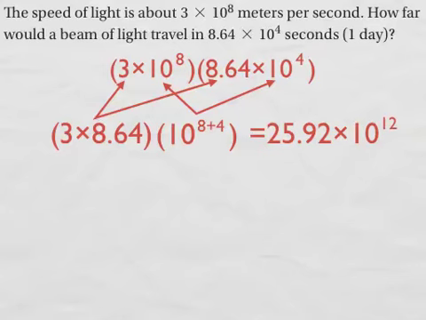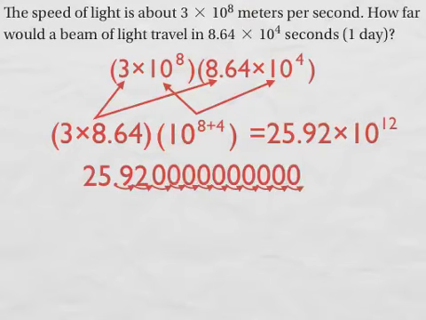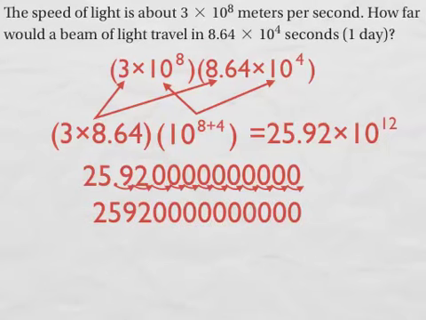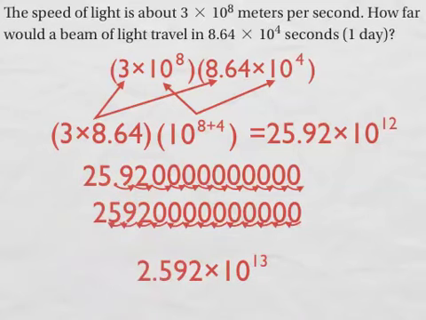Again, this is not in scientific notation. I'm going to take 25.92 and move the decimal to the right 12 times and fill in my zeros. This will give me the number written in standard form. So my decimal right now is at the end. I need the decimal between the 2 and the 5. So I'm going to count, and that would actually be 13 spaces that I would have to move. So my final answer would be 2.592 times 10 to the 13th power.